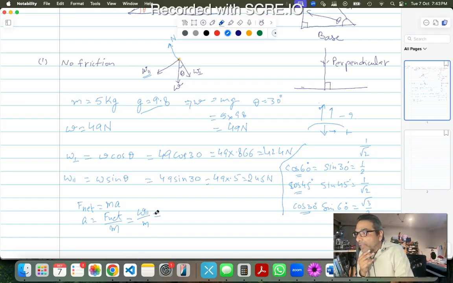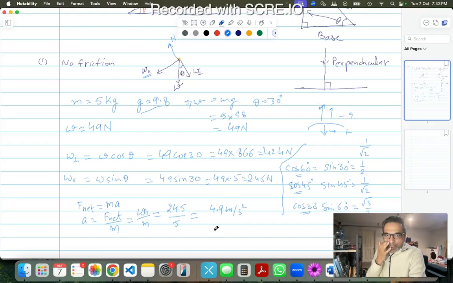I did the perpendicular and the parallel one. So the W parallel will be 24.5 over M. M is 5, which gives us 4.9 meters per second squared. Cool. So this is the acceleration when there is no friction.